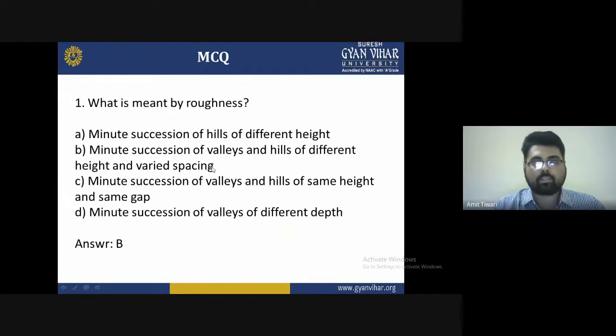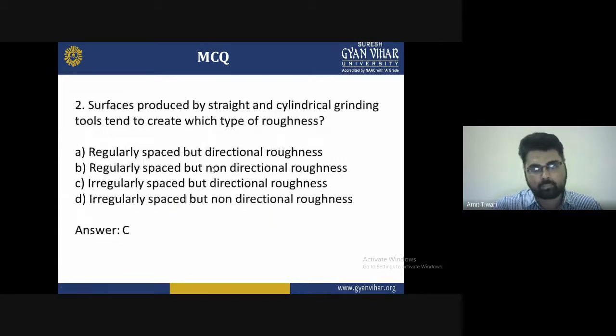So at the end, I am asking you some multiple choice questions based on the surface roughness. First, what is meant by roughness? The options are: A, minute succession of hills of different height. B, minute succession of valleys and hills of different height and varied spacing. C, minute succession of valleys and hills of the same height and same gap. And D, minute succession of valleys of different depth. The correct answer is B, that is, minute succession of valleys and hills of different height and varied spacing.